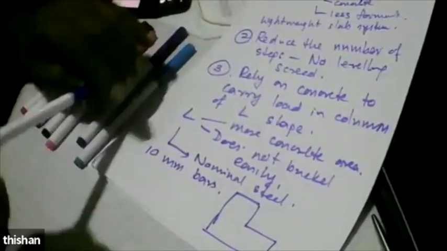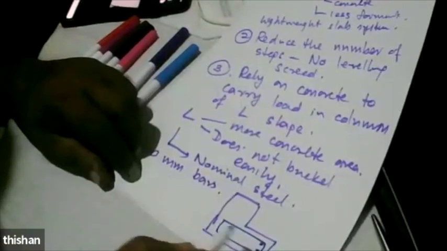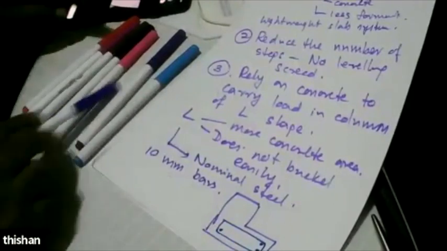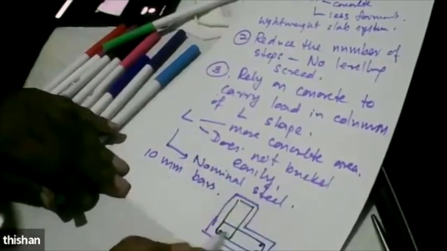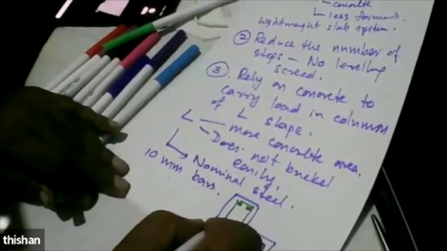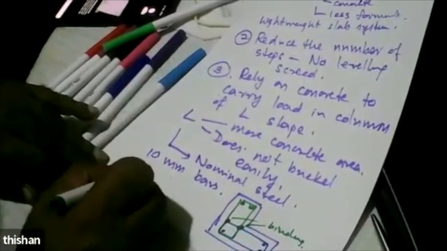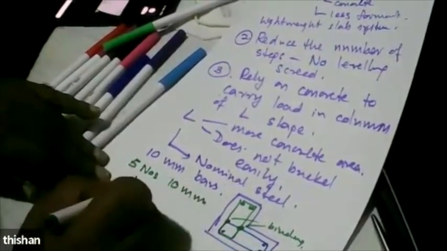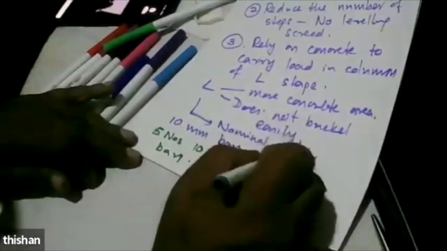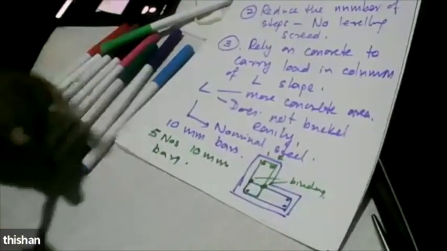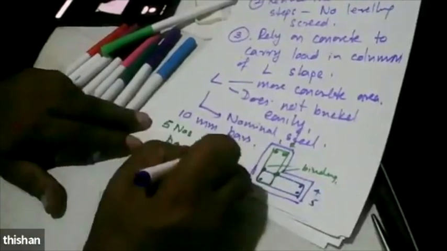So you need a link like this. We need another link that can go like this. We need two more bars. Here we tie the link with binding wire, binding only. So it needs five numbers of 10 millimeter bars. Number 1, 2, 3, 4.